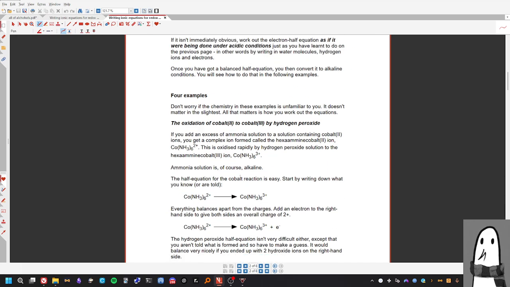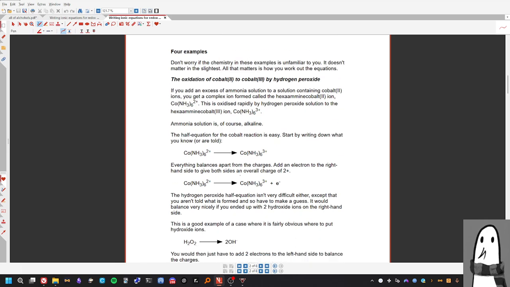Four examples. Don't worry if the chemistry in these examples is unfamiliar to you. It doesn't matter in the slightest. All that matters is how you work out these equations. So we're oxidizing cobalt 2 to cobalt 3 by hydrogen peroxide. We have an excess of ammonia solution, so the solution is ammonia, that's going to be our solvent.